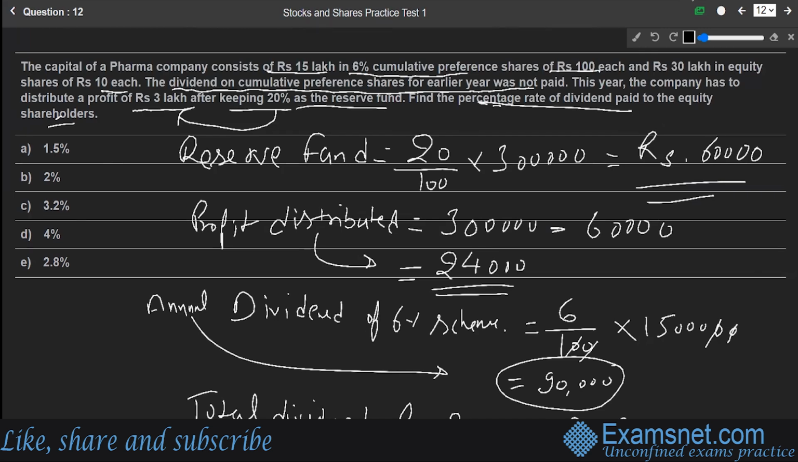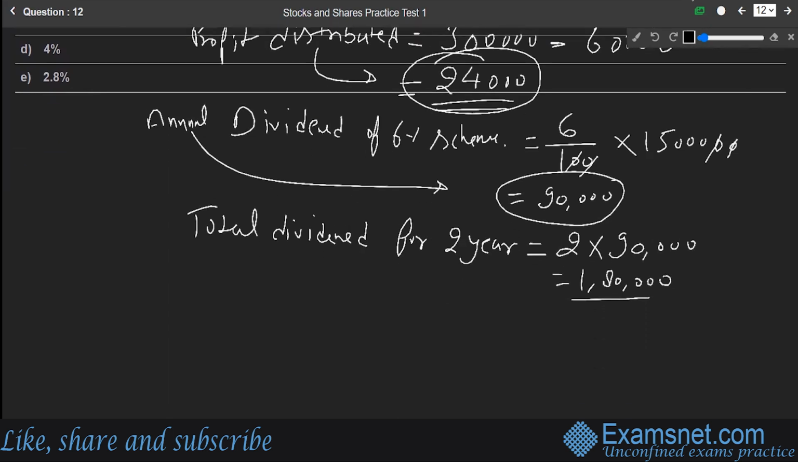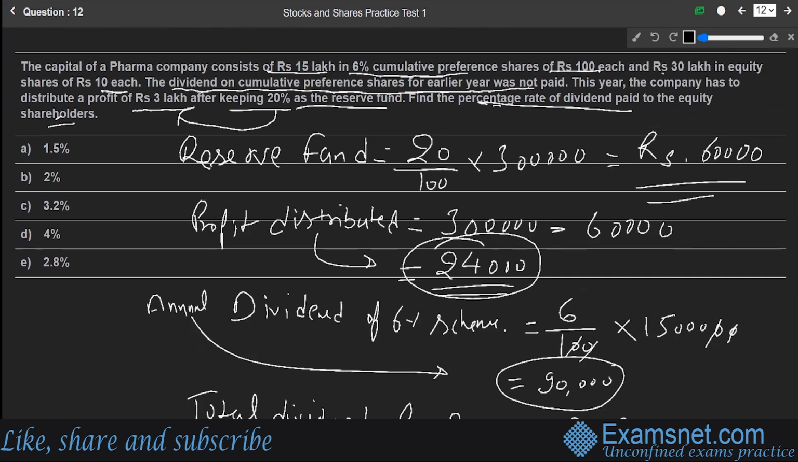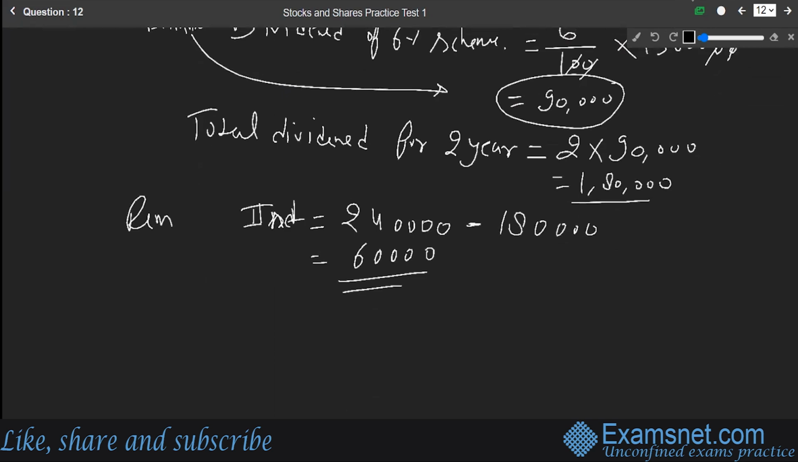How much amount do we have to distribute? We have to distribute 2,40,000. So how much is to be given to the first one? 1,80,000 is to be given. So how much profit is remaining for the second? Remaining for the second is 2,40,000 minus 1,80,000, that is 60,000 rupees. So 60,000 rupees is to be paid to the other scheme holder that had invested 30 lakh in equity shares of 10 each. Okay, 60,000 to be paid for 30 lakh.